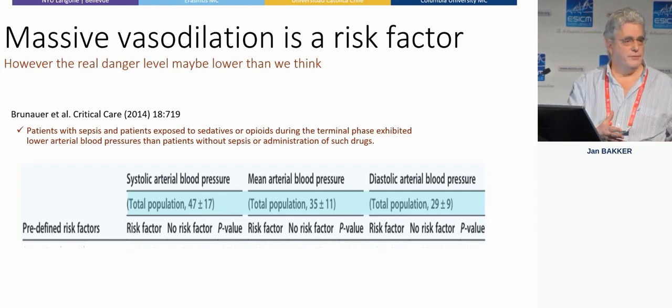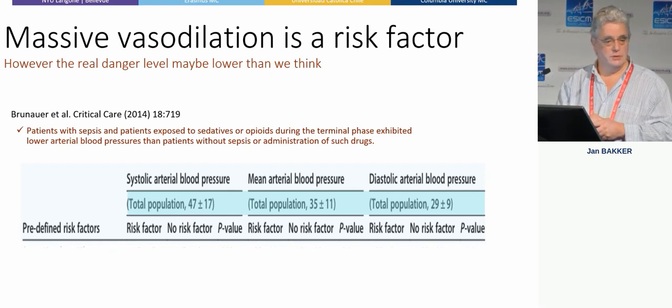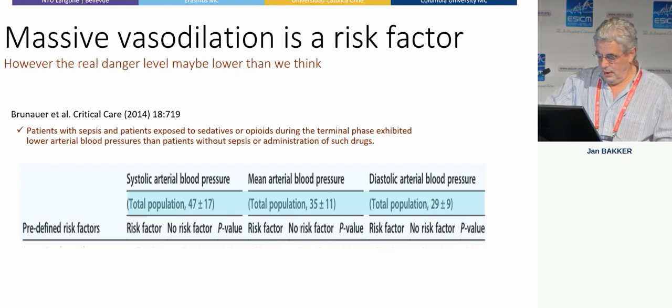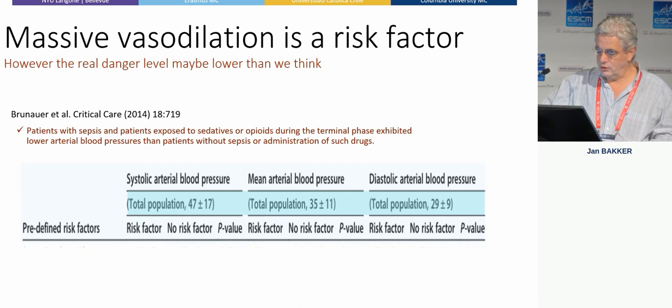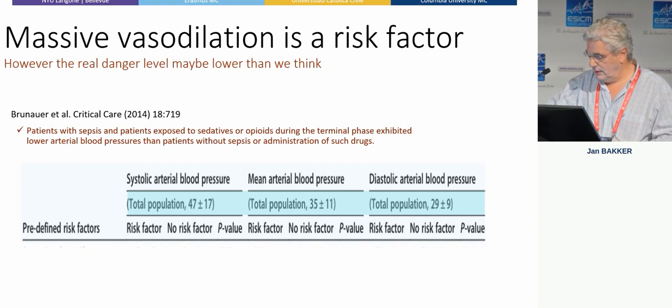So this was not ventricular fibrillation and myocardial infarction. This was a progressive hypotension. And then at one point you had an arrest of the circulation, and they looked at the blood pressure at that point. They found that if you look at mean arterial pressure in patients with sepsis or on vasodilative drugs like sedatives and opioids, let's say the critical mean arterial pressure to go into cardiac arrest and circulatory arrest is 35 plus or minus 11. And systolic 47 and diastolic around 30.